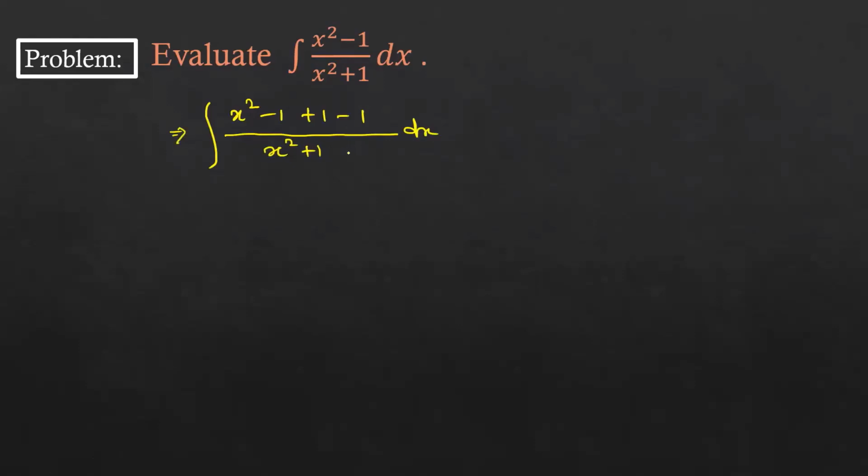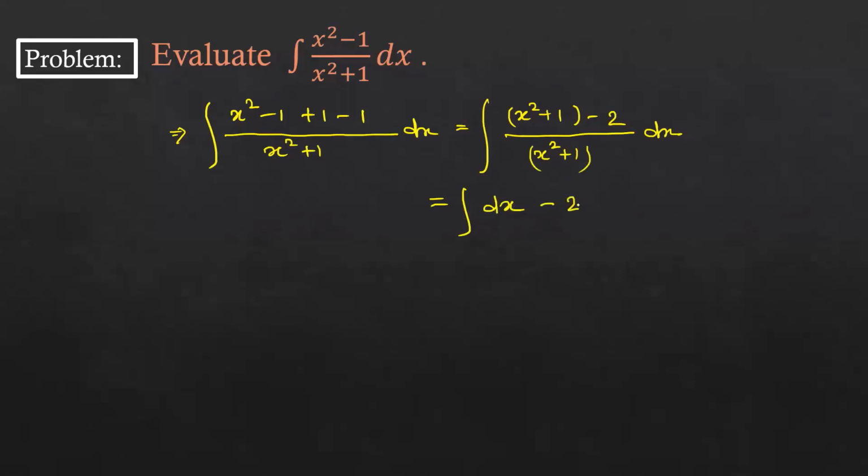Is this correct? Yes, sir. Okay, now what do we take? We will rearrange again. Now we will take x square plus 1 together, and then minus 2, and here we have x square plus 1 into d of x. Now partially divide that into two parts. That means integration over x square plus 1 by x square plus 1, that will give you dx, and minus, if you take 2 outside, it will give 1 by x square plus 1 into d of x.